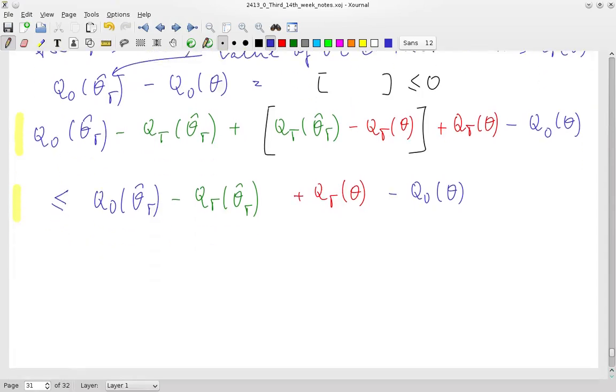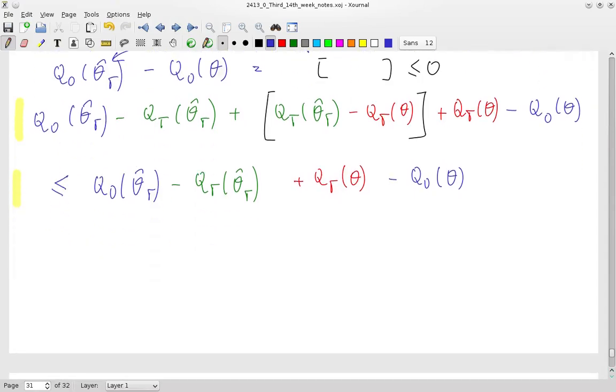And now comes something that is referred to as a triangle inequality. Now take a look at this term here. I don't know what the sign actually is. It can be positive or it can be negative. Q naught is evaluated at theta hat. Then Qt is evaluated at theta hat, right?